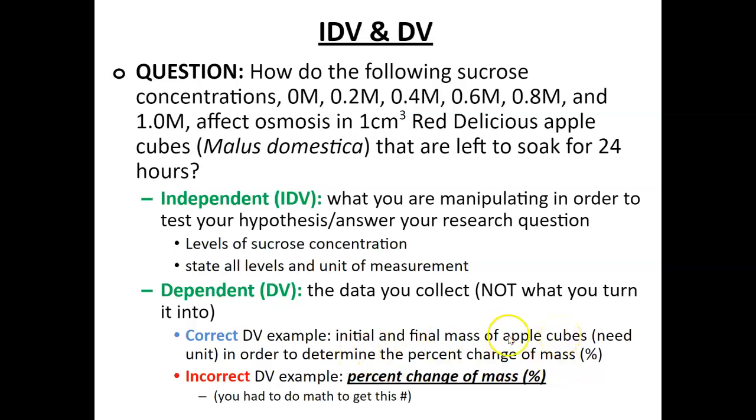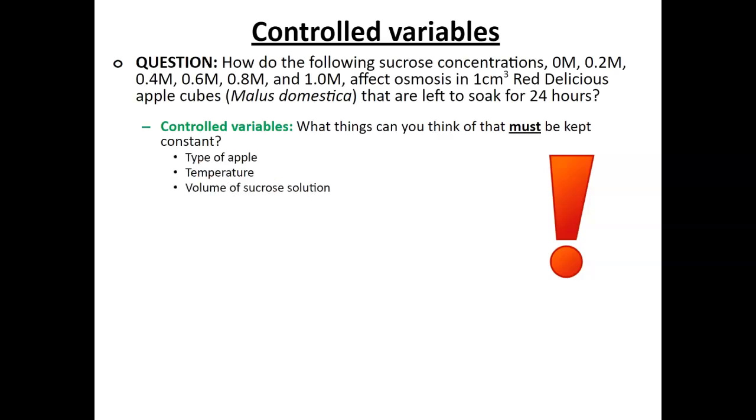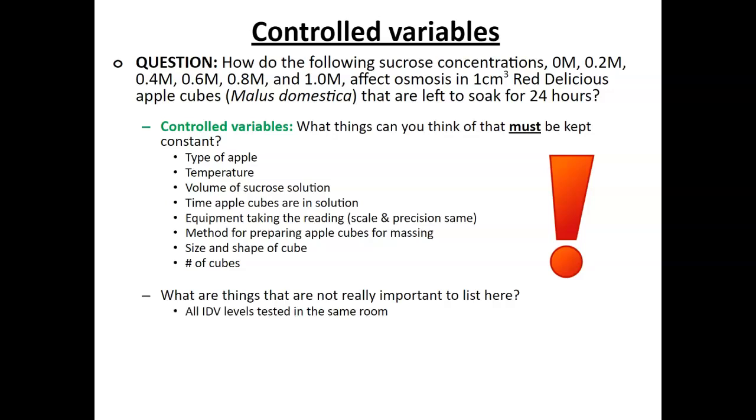But you cannot just state that the dependent variable is the percent change in mass, because you didn't collect that directly. You had to do math to get that number. So it's important that you know what's correct and what's not correct in regards to that. For controlled variables, you want to list everything that would be considered a key controlled variable, meaning if you did not control it, it could affect the outcome of the experiment, but you don't want to list things that are not key controlled variables. So the type of apple, that's important, right? You can't use different species of apples if that's not your independent variable.